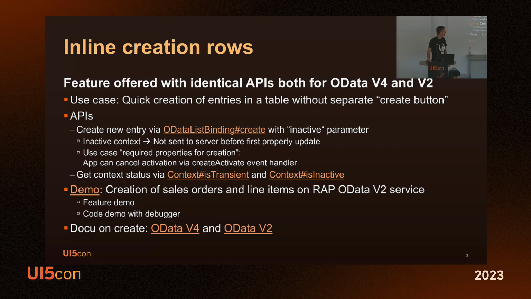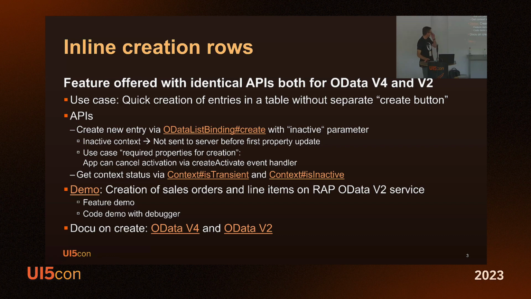In addition, we have a use case called required properties. In the event handler, you can check the changed entity, the inactive entity, if it has required properties, because there are cases where the backend requires some properties to be there when you trigger the creation. By canceling the event, you can keep the context inactive, and by this ensure that if these required properties are not yet entered by the end user, the context will only be activated when this is done.